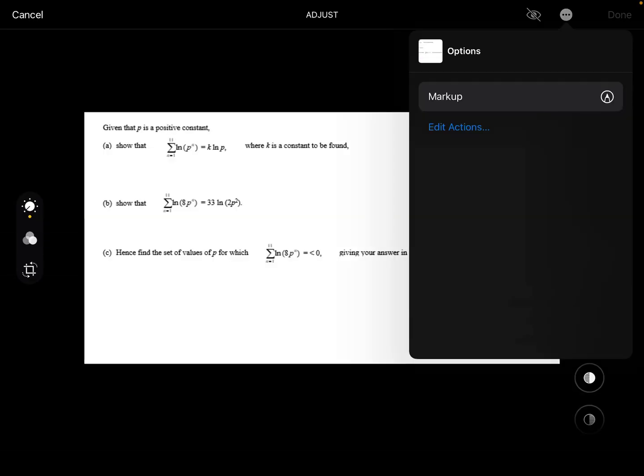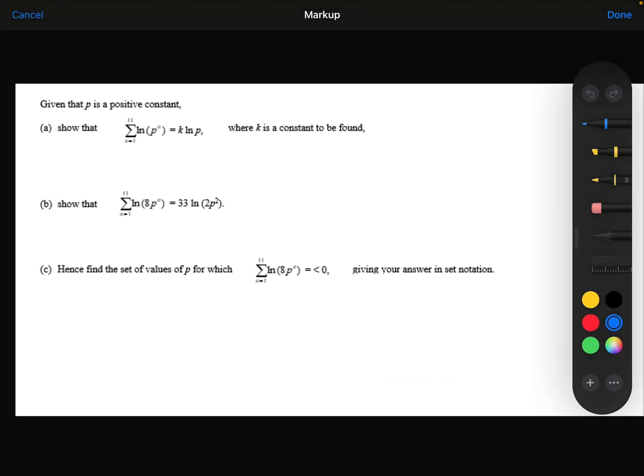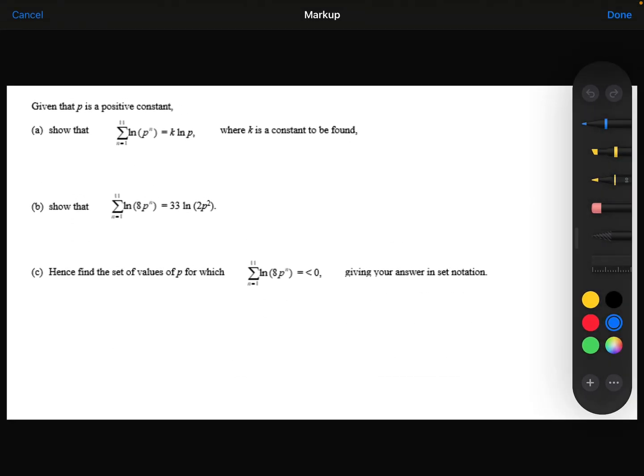And then finally, part C. Hence, so using what we just did, find the set of values of p for which the sum from 1 to 11 of ln 8p to the power n is less than or equal to 0, giving our answer in set notation. So we've just shown that this is the same thing as 33 ln 2p squared. So when is that less than 0? Well, we can divide both sides by the 33, so we'll get ln 2p squared is less than 0.